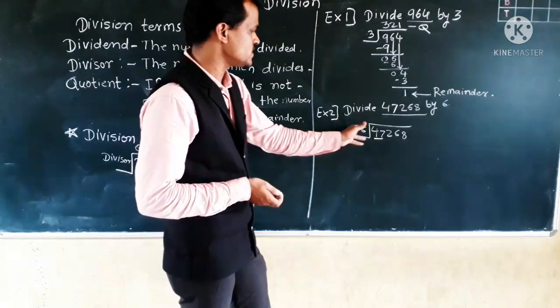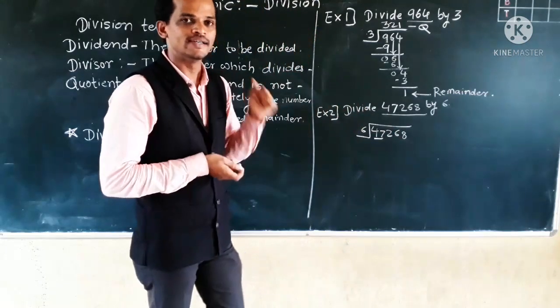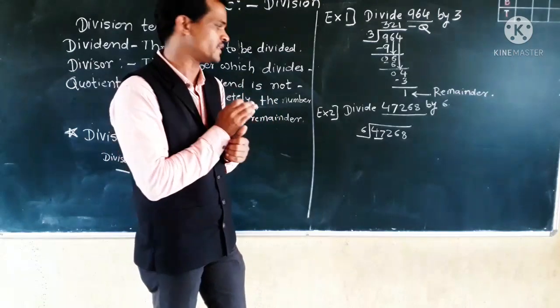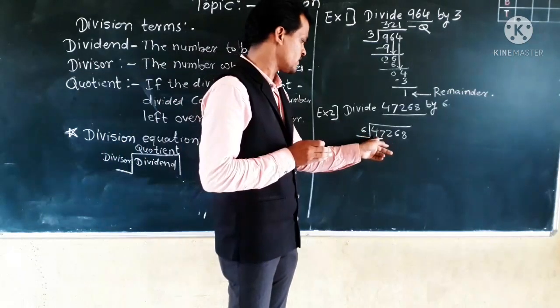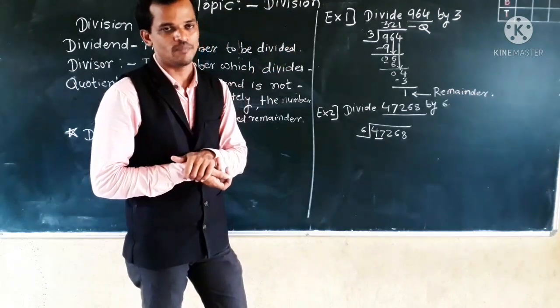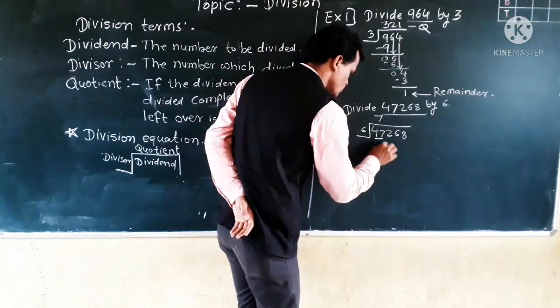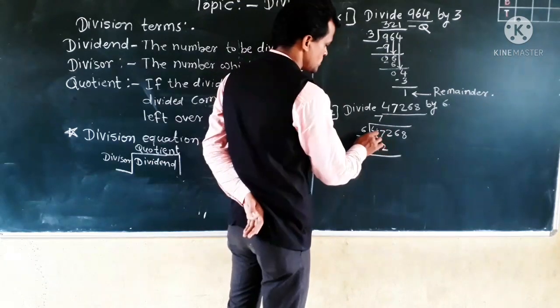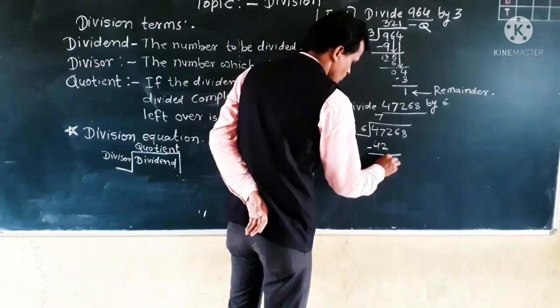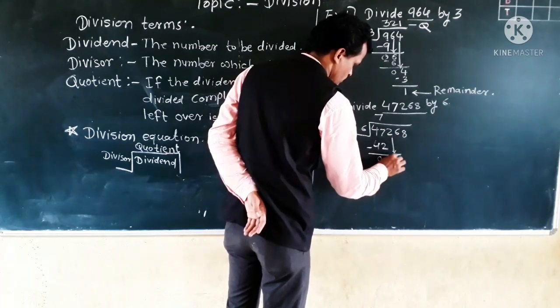Okay, so in the table of 6, 47 does not come, meaning it is not divisible by 6. So which is the smaller number than 47 that comes in the table of 6? That is 42. Okay, so 6 7s are 42. Now do the subtraction. 7 minus 2, 5. 4 minus 4, 0. Take this 2 down here.